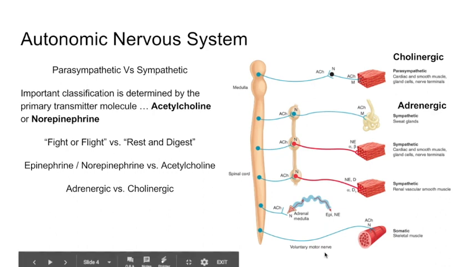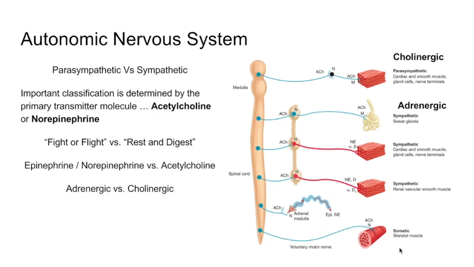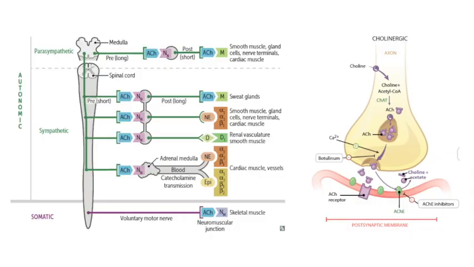And then finally, at the very bottom, we have the somatic nervous system, which also uses acetylcholine at the neuromuscular junction, which will become important at the end when we start talking about some of the paralytic agents. So you can't really stress this portion enough. You really have to know and understand some of these things.